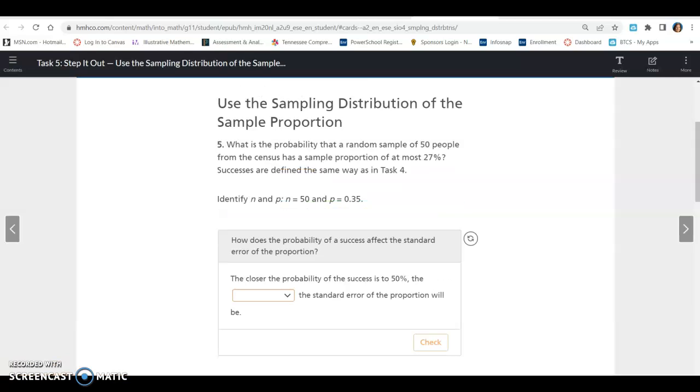Lesson 19.4, task 5. Use the sampling distribution of the sample proportion. What is the probability that a random sample of 50 people from the census have a sample proportion of at most 27%? Successes are defined the same way as in task 4. All right, so it says identify N and P. N is 50, that's the sample size, and P is the probability of success, so that was 35% from the last task.